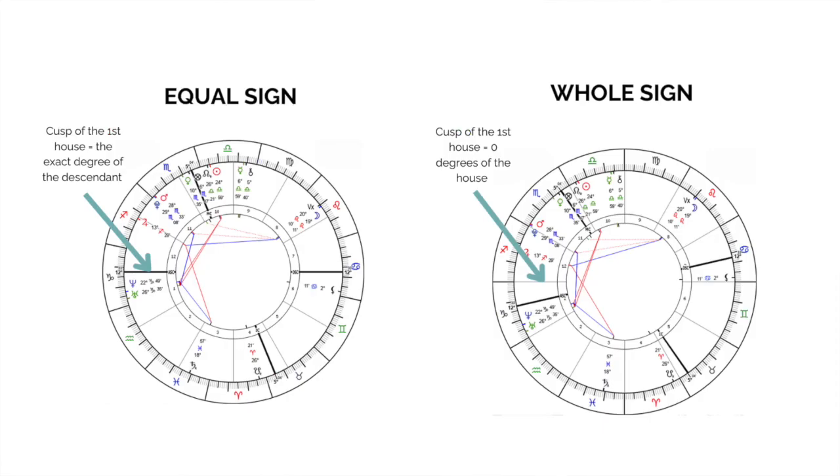And a quick note, I use equal sign as my house system. So the exact degree of my rising sign, which is 12 degrees, is also what determines the cusp of my first house. If you are using a system like whole sign, your cusp is going to be at 0 degrees. That's just the way that house system works. But you don't really have to worry about that because that doesn't change anything for our purposes here. You can use literally any house system for this.